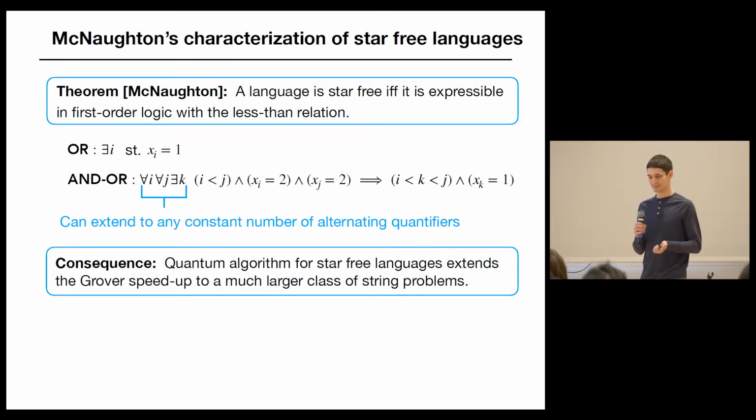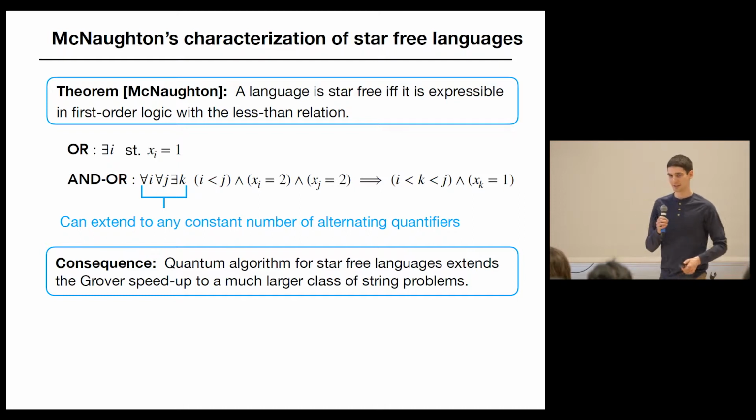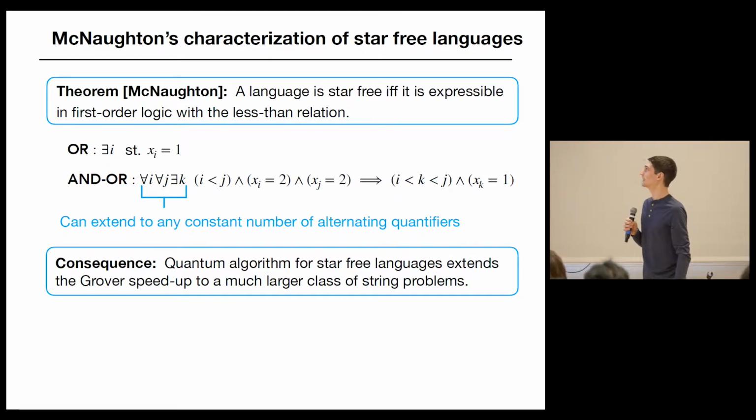Which is great, right? Because this is a very nice generalization of Grover's algorithm. With Grover's algorithm, you typically think of just: there exists some index such that some nice thing happens. And now we can have these alternating quantifiers instead. So it extends the quadratic speedup to a much larger class of string processing algorithms.